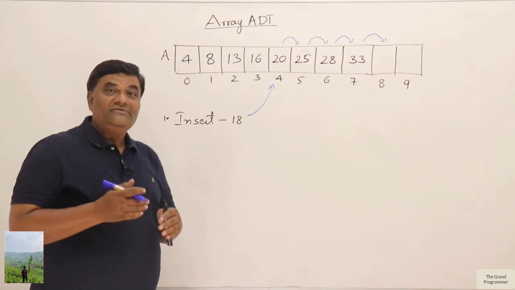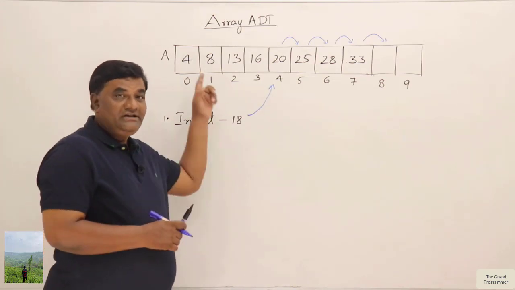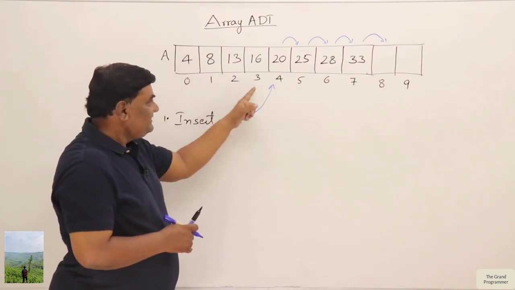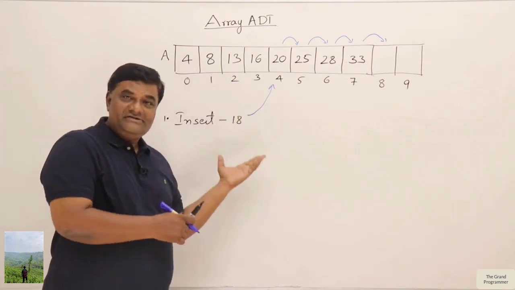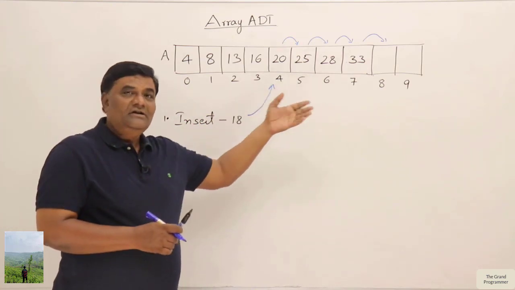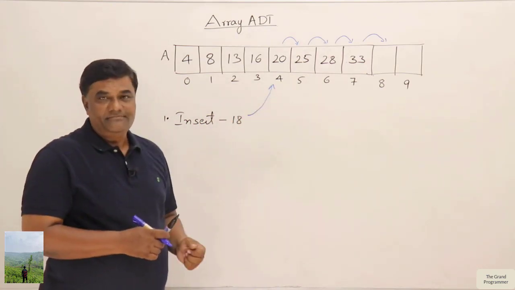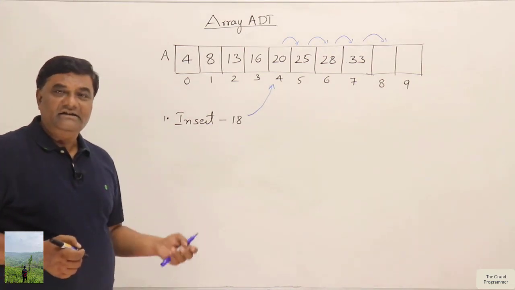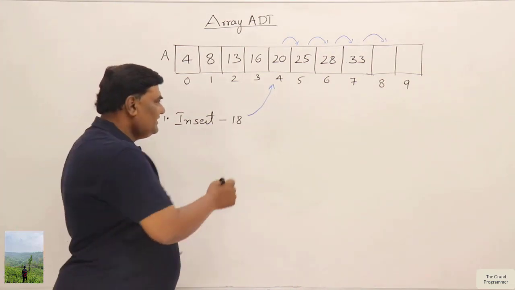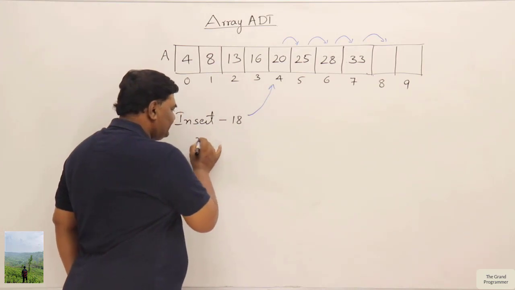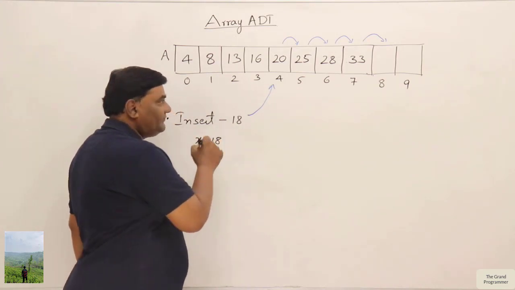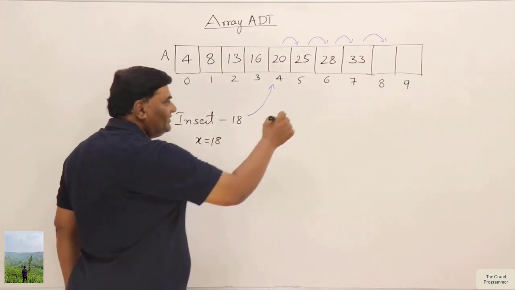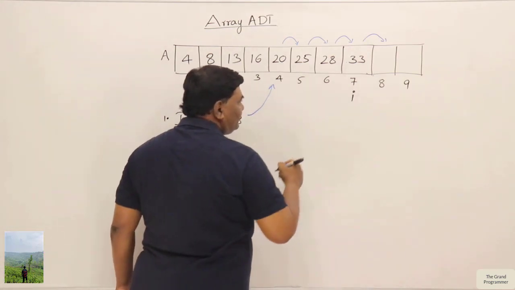The important thing that we have to observe here is that you need not find the position of this element by comparing these elements, because after comparison also you have to shift them. So directly start shifting them. Now let us see the procedure of how I can shift the elements and insert this new element. Let us call this element x. So let us say it is 18, for example. Then I should start shifting from the last. So from here I should start.